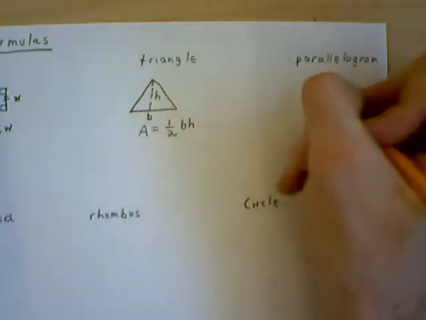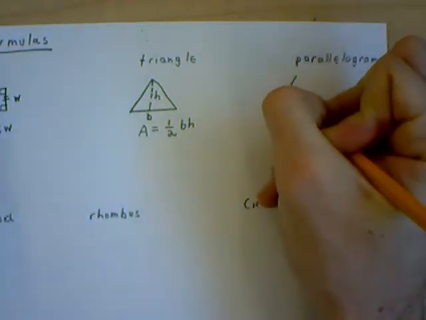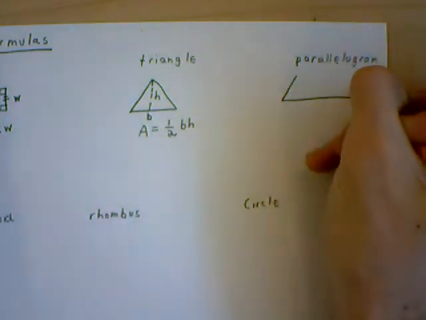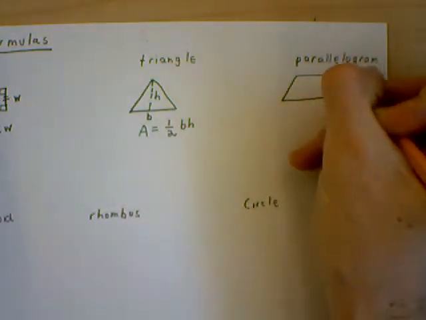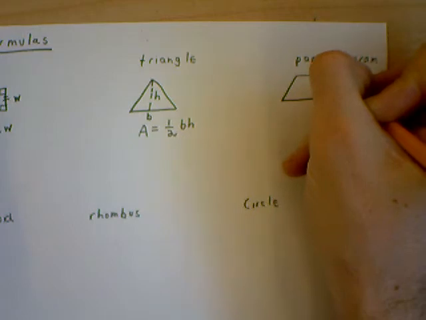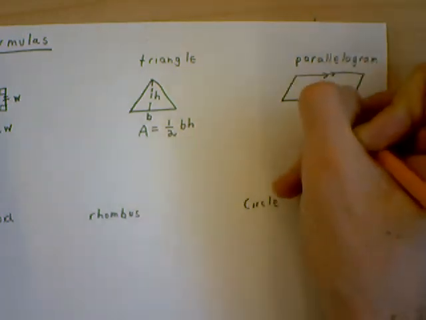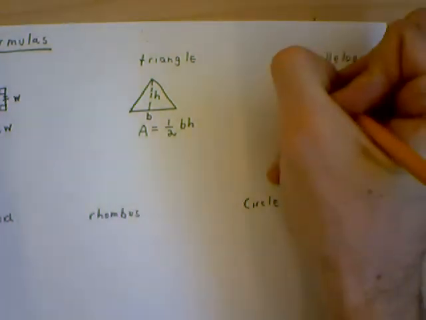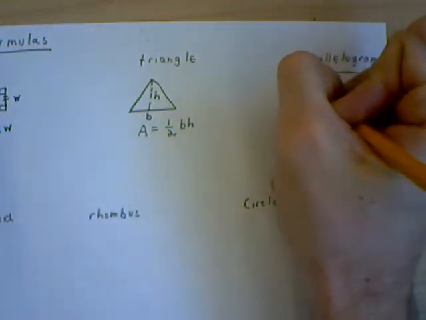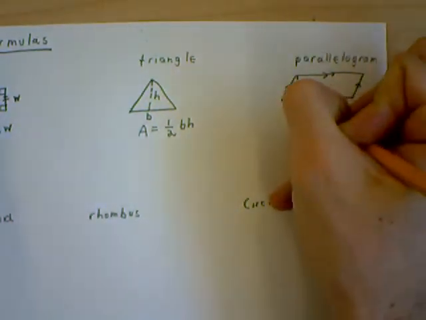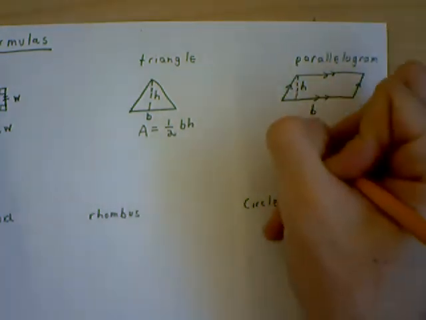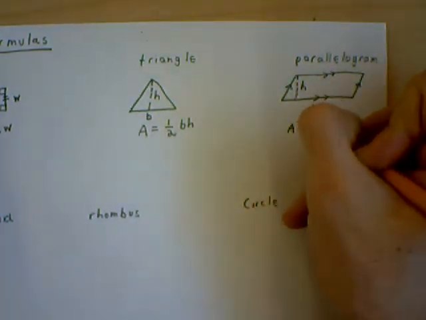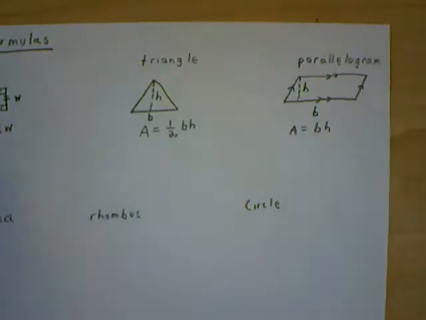Next, for a parallelogram, a parallelogram has opposite sides that are parallel. This dashed line is the height. This whole bottom side is the base. The area will equal the base times the height.